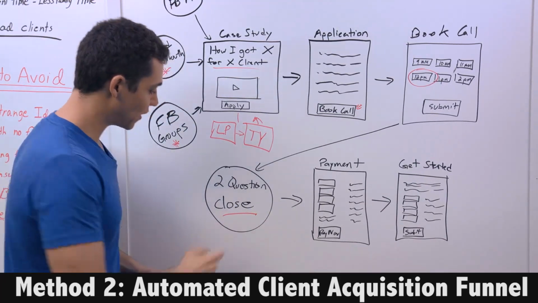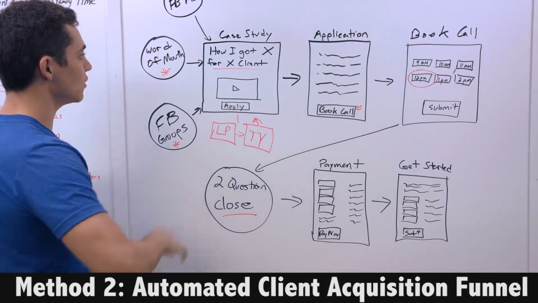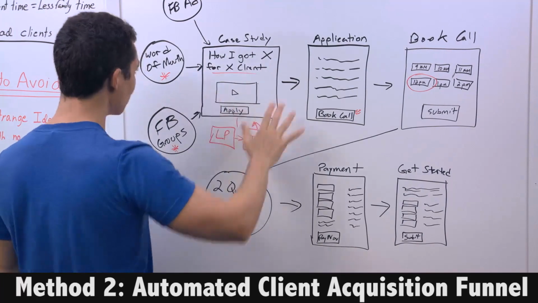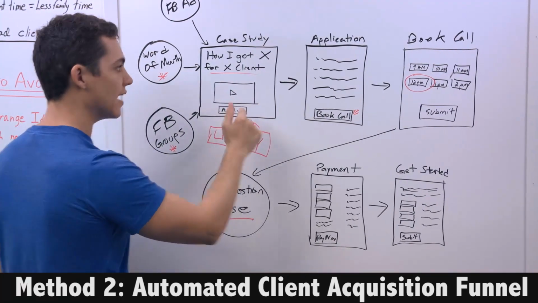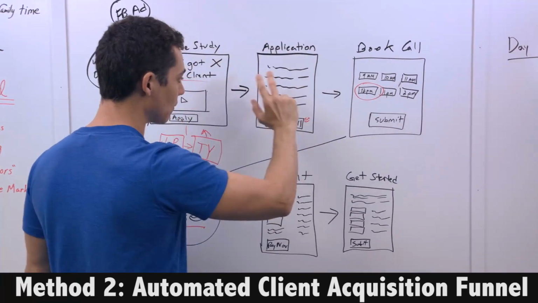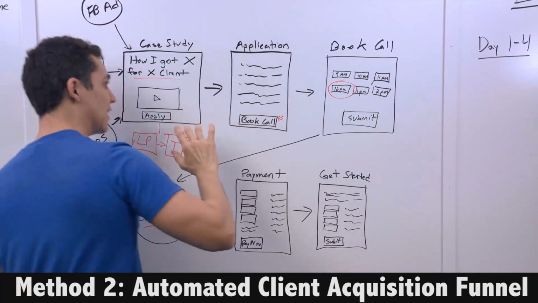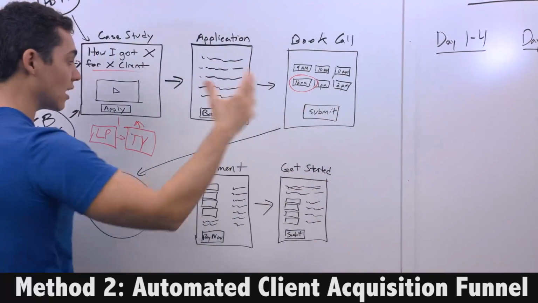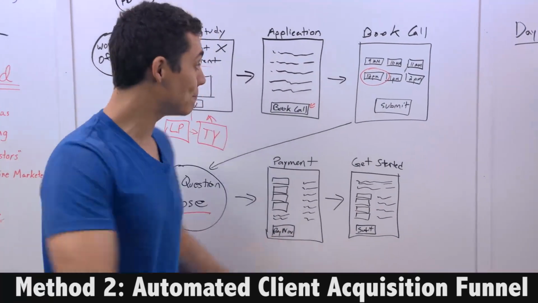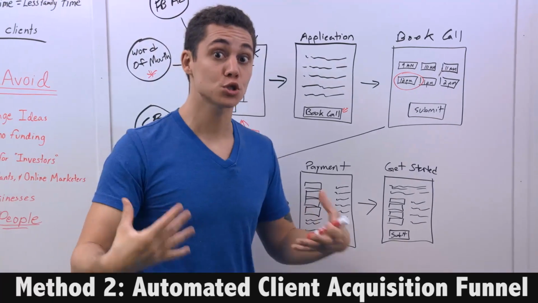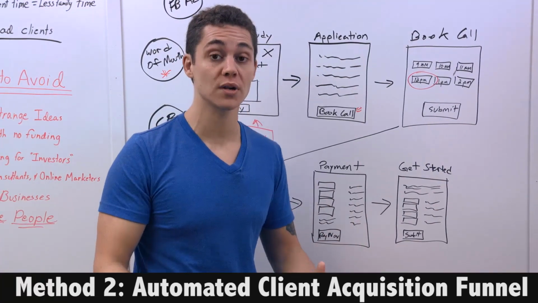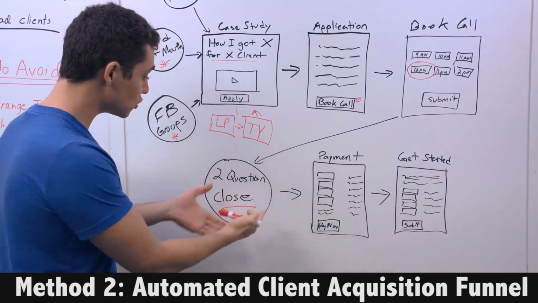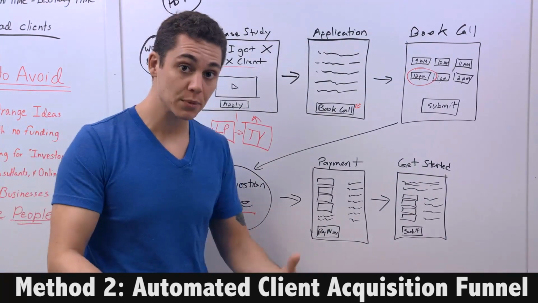Basically, you get them on the phone, and by this time, they've interacted with you somehow here. They've watched your entire video. They've clicked apply. They've filled out this entire form. They've clicked book call. They've gone to this page, clicked this time, submitted, and committed to getting on the phone with you. By this point, they're super pre-framed. They're super warmed up. They're ready to go. All right? So when you get on the phone with them, you just do the 2-question close, and you should be able to close the client.